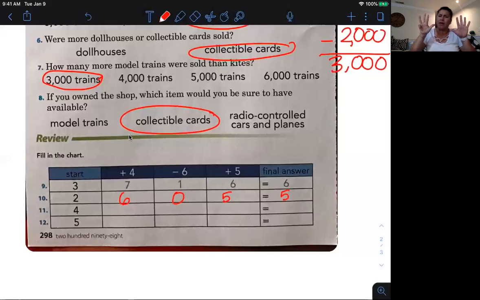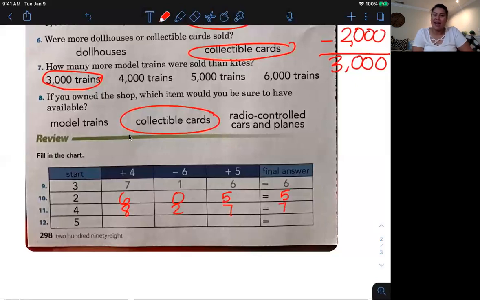Wait, why do I have 9? Silly Miss Warner. 4 plus 4 is 8. Take away 6. That leaves me 2. Plus 5, 1, 2, 3, 4, 5 is 7. So 4 plus 4 is 8. Take away 6 is 2. Plus 5 more is 7. So what's our final answer, Skylar? Did you say 7? Good job.